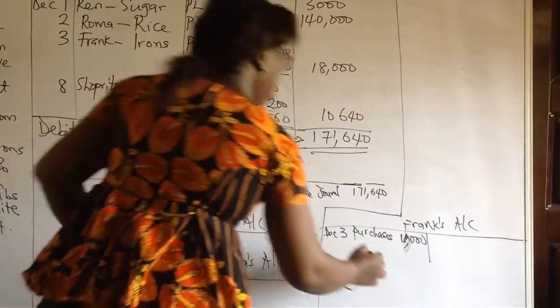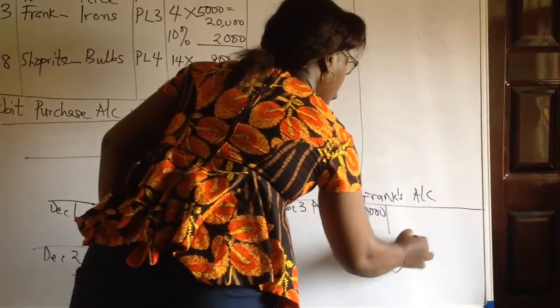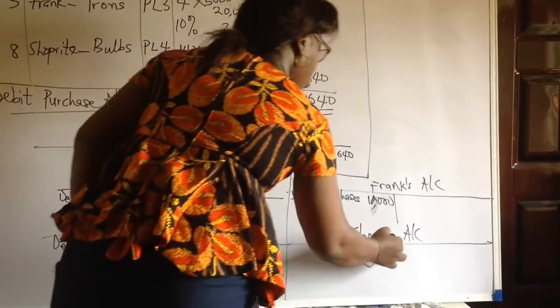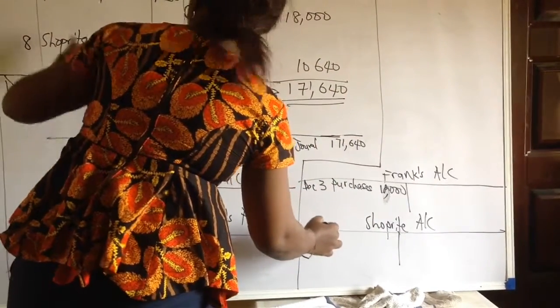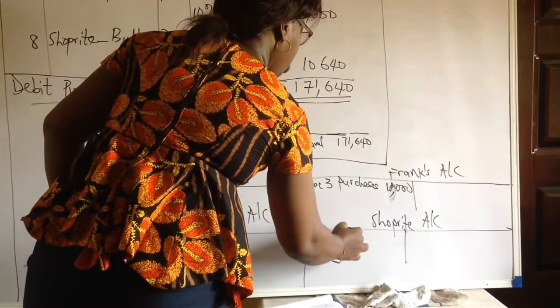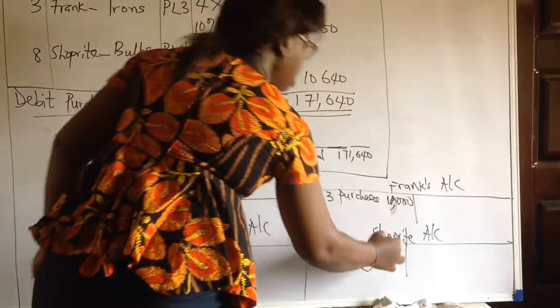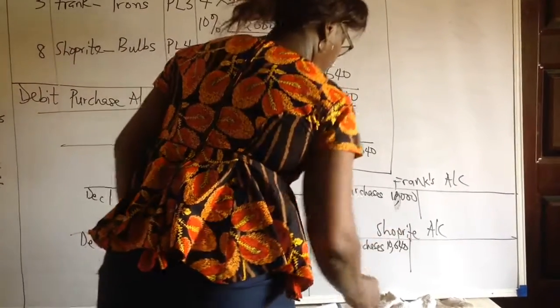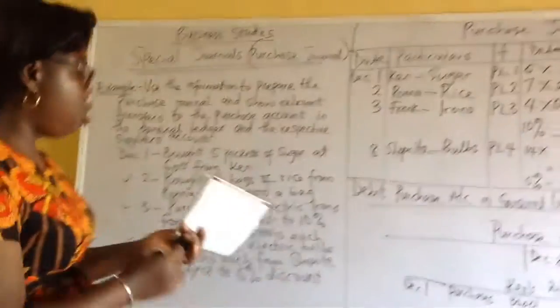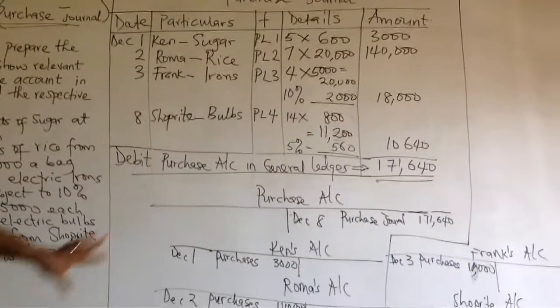18,000. The last one there is ShopRite. You have December 8th, purchases, amount 10,640. So that is how to post both for the purchase journal and the individual ledgers that goes with it.